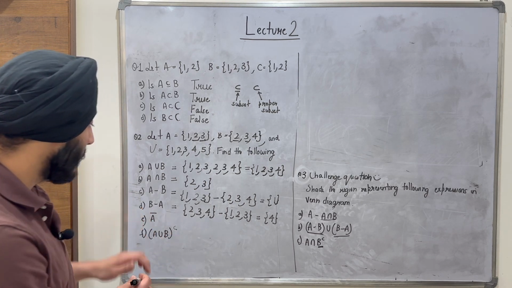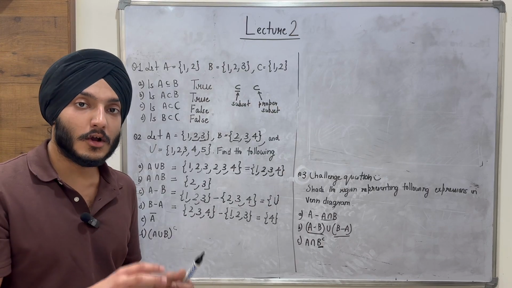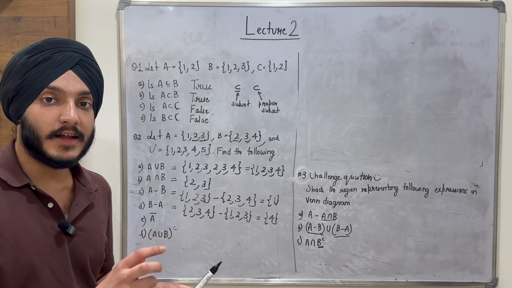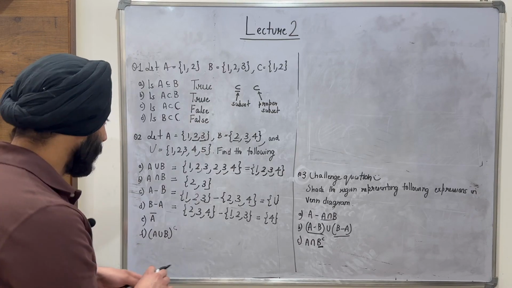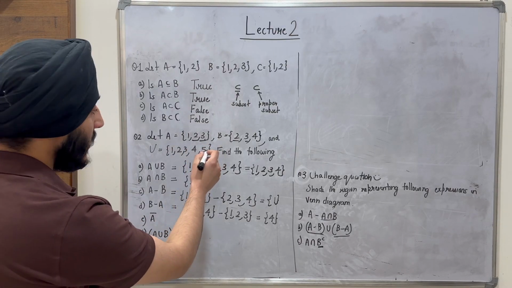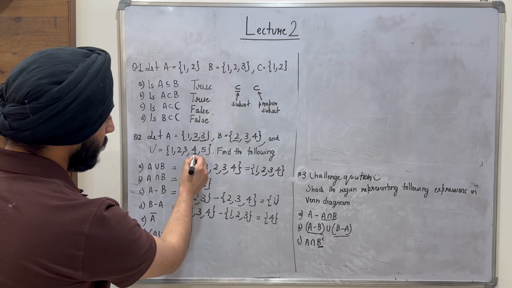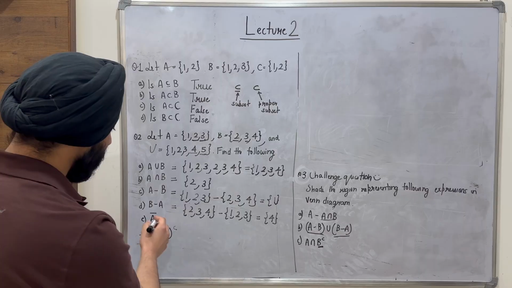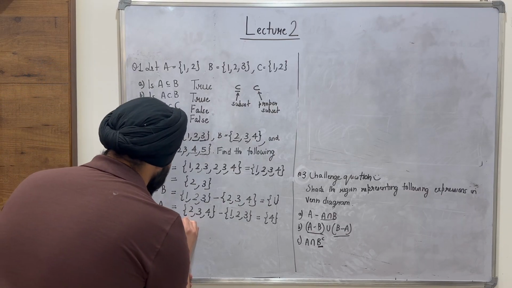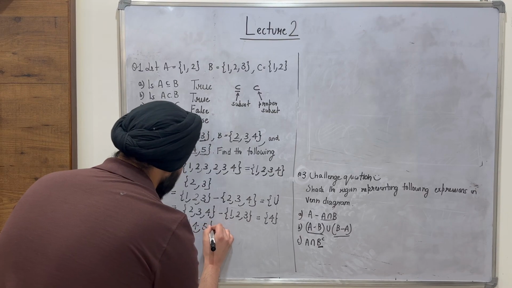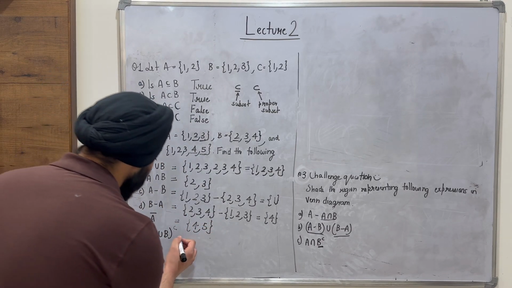Okay, A complement. Now, according to the definition, the complement is basically all the elements outside of that set in the universe, right? So A over here is 1, 2, 3. In the universe, we also have these extra elements, which is 4 and 5, right? So the A complement is just going to be 4, comma 5. Okay, moving on.